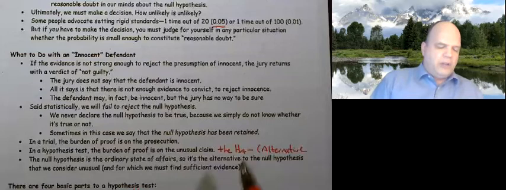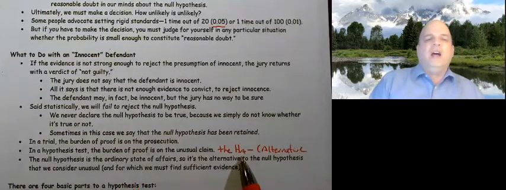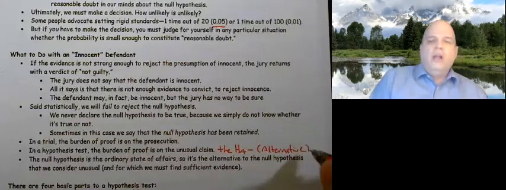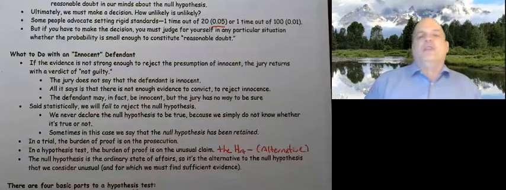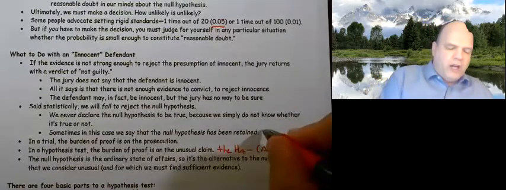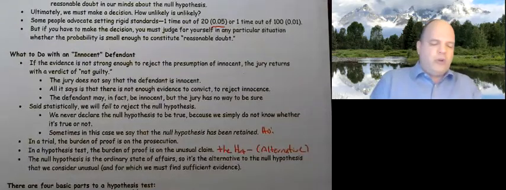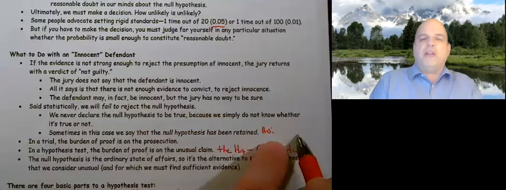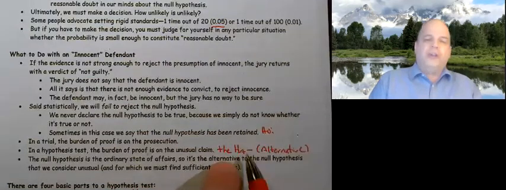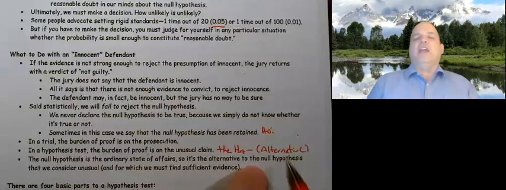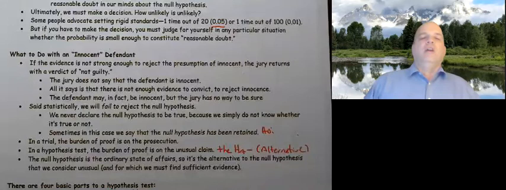I've been talking about the alternative. We express the alternative hypothesis as HA. And in a jury trial, the null, the initial hypothesis, would be expressed as H0, and it would be that they are innocent. So in a jury trial, the claim H0 would be that they are innocent. The alternative hypothesis would be that they are guilty. So if you reject the null, you switch your belief to saying that they are guilty.